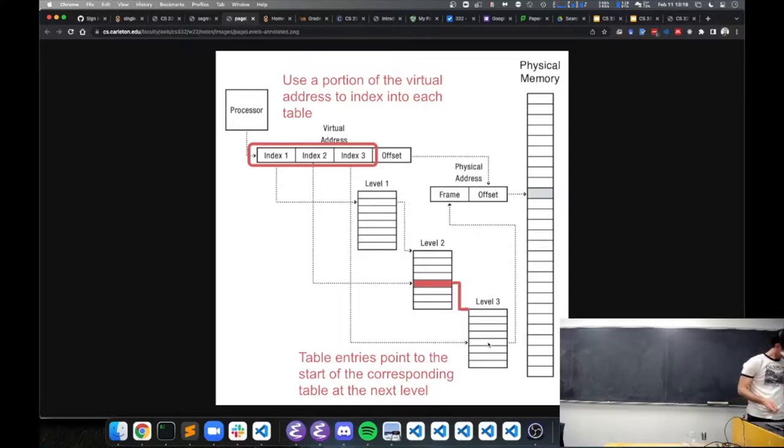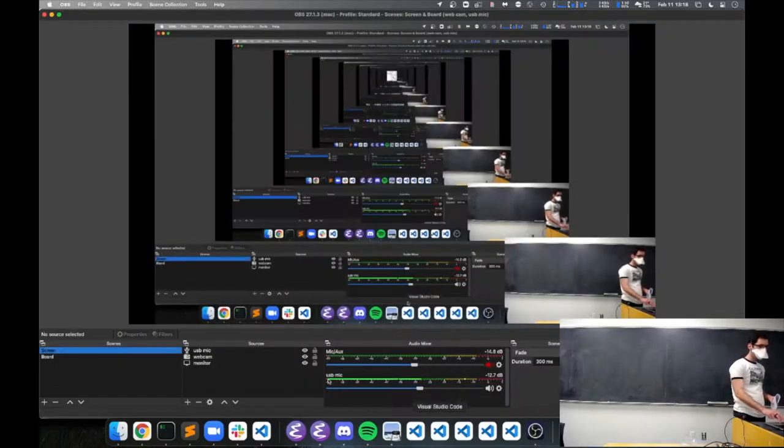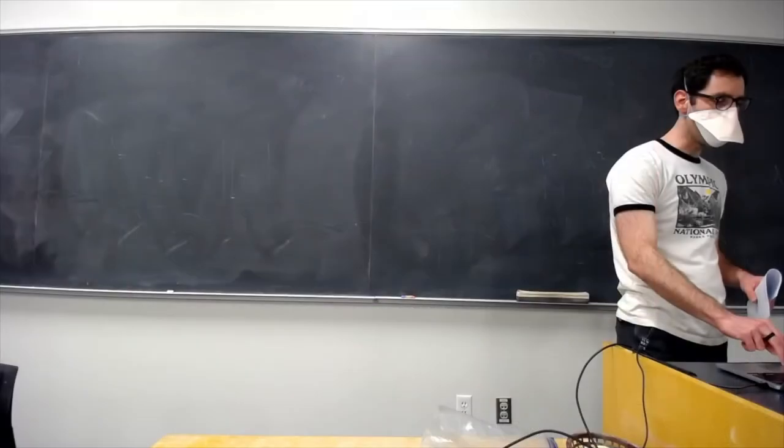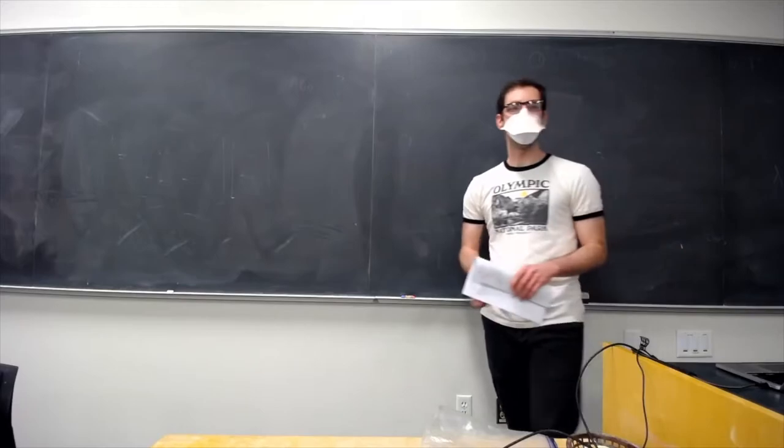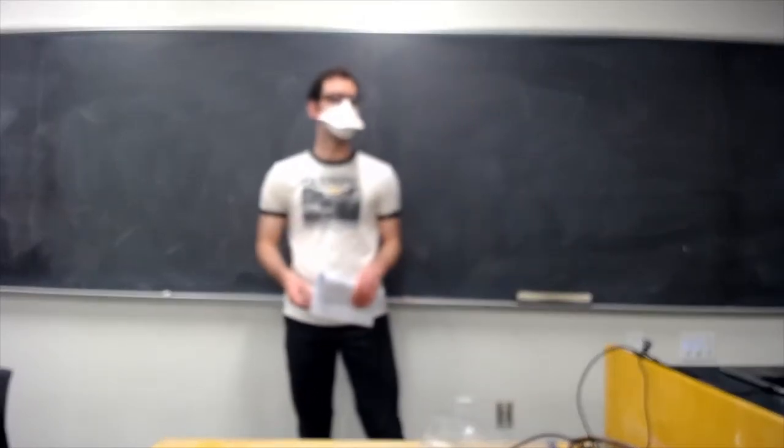All right. So these kind of multi-level schemes, they reduce the kind of memory overhead problem we're having. Our page tables were too big. We've gotten them down to a manageable size. What was the other big problem with our kind of initial paging scheme?